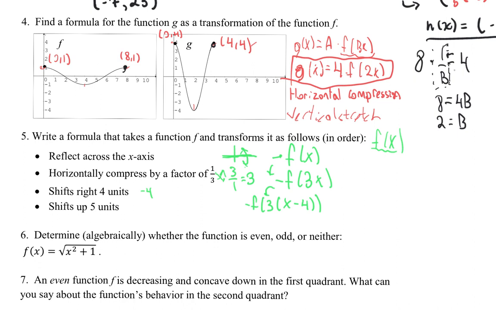Finally, shift up 5. Well, up is on the outside. So we're going to add on the outside of the f thing, 5. And because it's vertical, it acts as we expect. So we add the 5 out there.